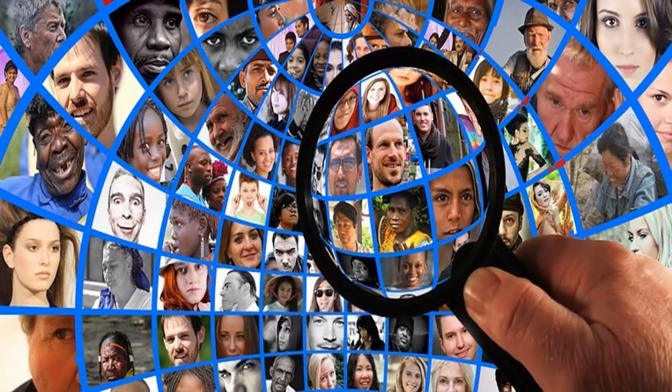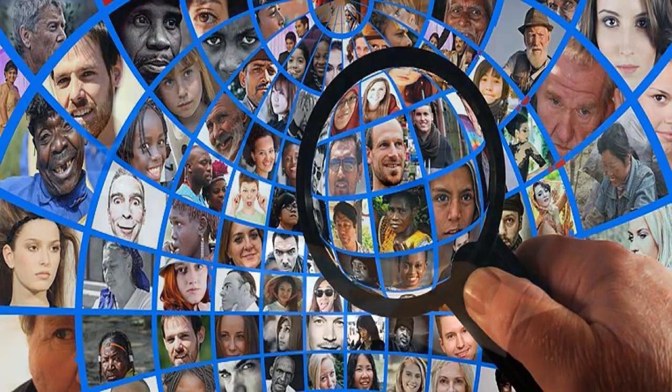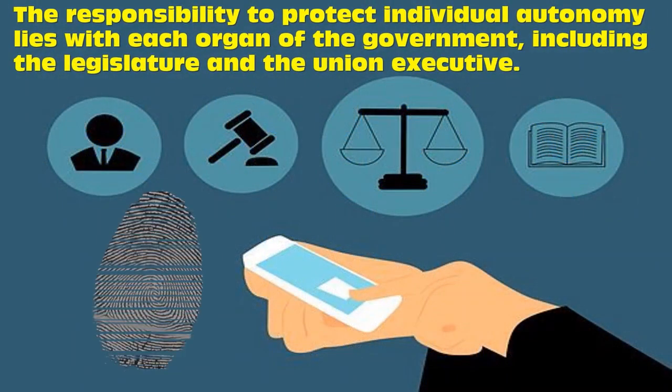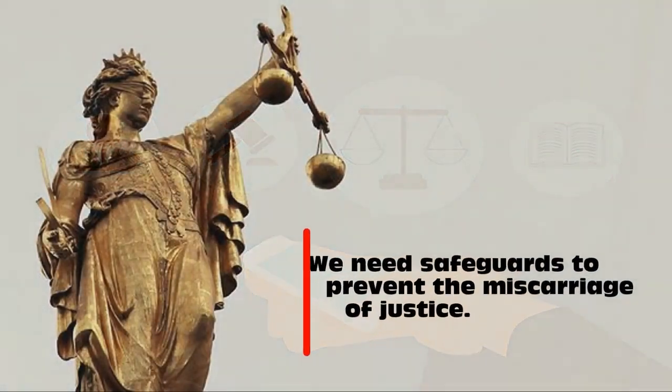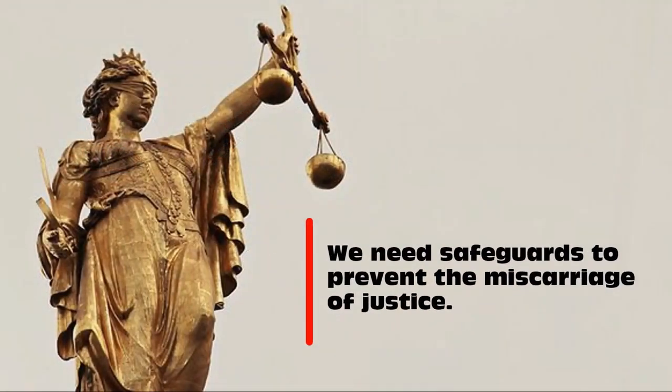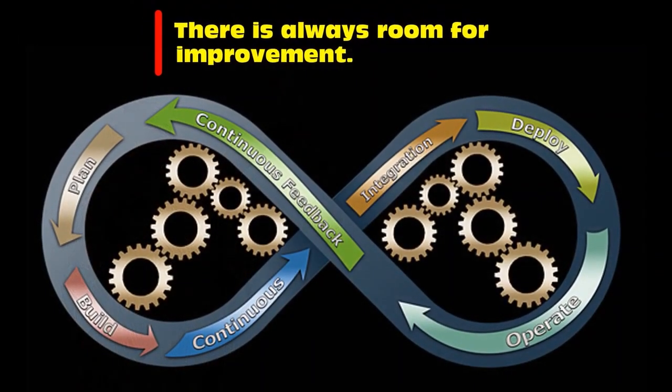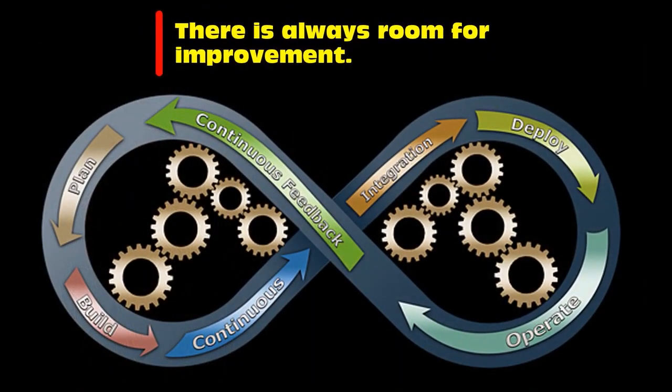Intrusion into privacy causes real physical and mental consequences for people. The responsibility to protect individual autonomy lies with each organ of the government, including the legislature and the union executive. We need safeguards to prevent the miscarriage of justice. Implementation must be carried on with the attitude that there is always room for improvement.